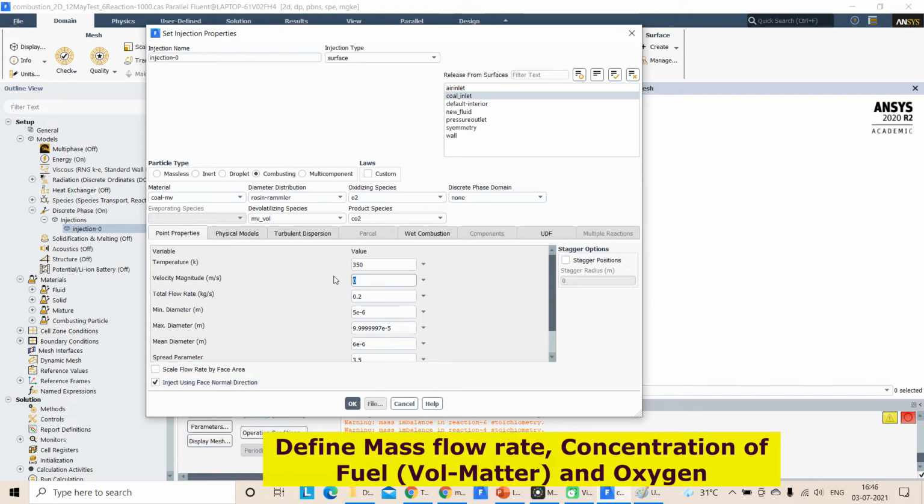Then you have to give some direction. You have to give the magnitude of the velocity. If you don't know the mass velocity, you can simply use the mass flow rate.